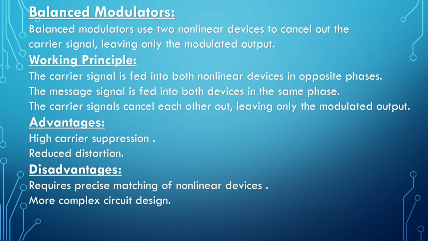Let's talk about the next modulators, which are known as balanced modulators. Balanced modulators use two nonlinear devices to cancel out the carrier signal, leaving only the modulated output. Working principle: the carrier signal is fed into both nonlinear devices in opposite phases. The message signal is fed into both devices in the same phase. The carrier signals cancel each other out, leaving only the modulated output.